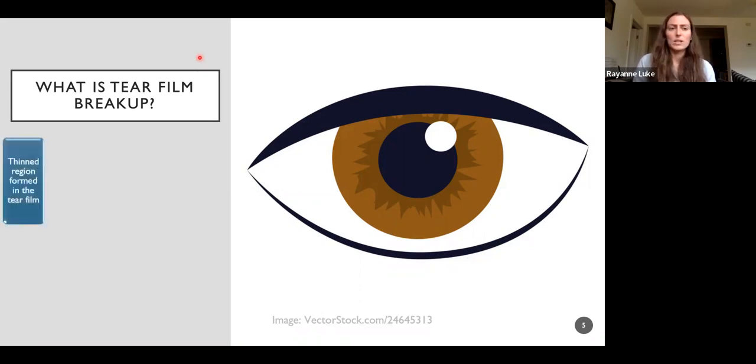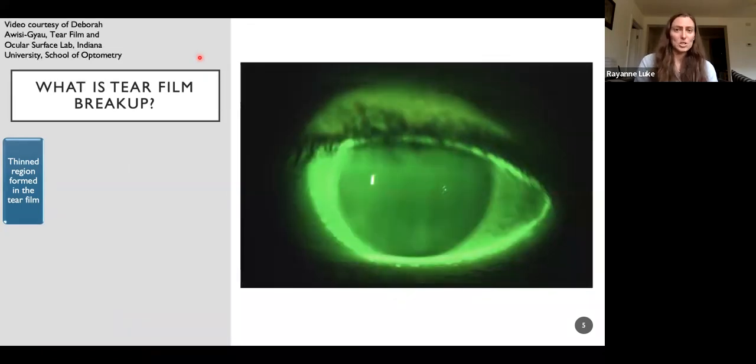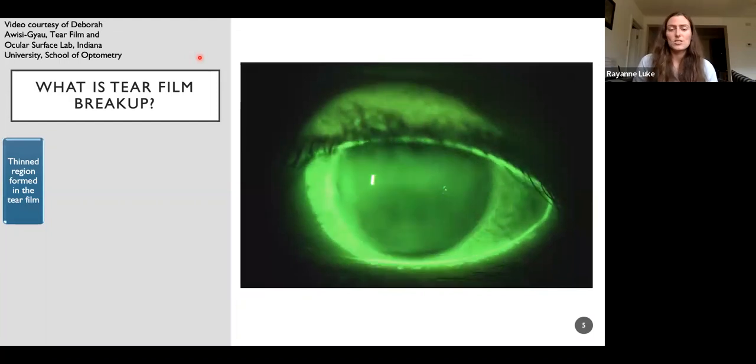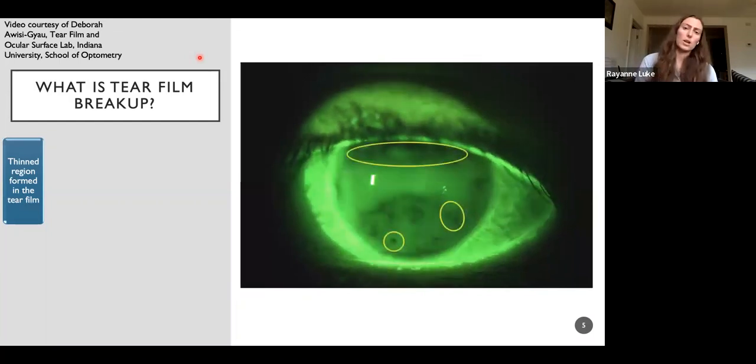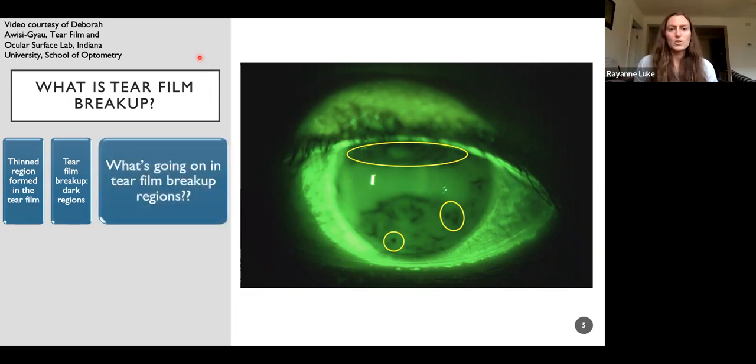Simply put, it's a thin region formed in the tear film. Optometrists instill the molecule sodium fluorescein into the eye, and then they will image them. This is a fluorescent imaging, in order to see characteristics such as how fast breakup forms and what shape they are. I've highlighted here on the cornea a couple regions of tear film breakup. Those show up as dark regions. If there is more fluid, then the tear film will glow brightly. So the big question we want to answer is, what is going on in the breakup regions?